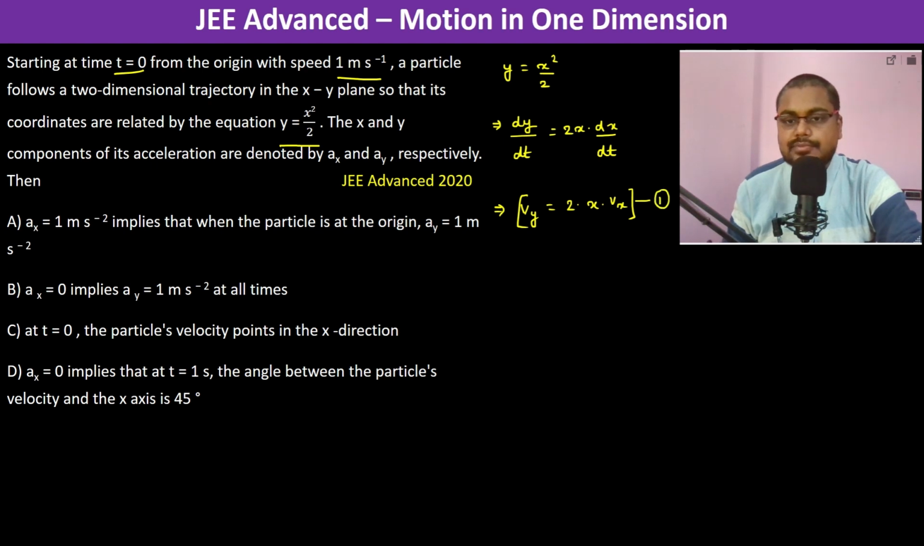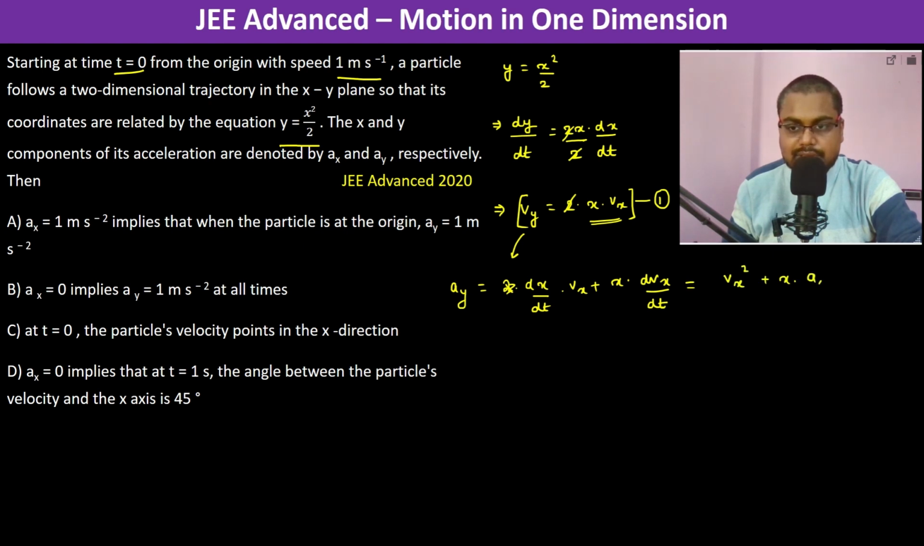That is the first equation. Again we differentiate, we get ay is equal to, x square by 2, so the 2 is gone, x vx actually. So ay is equal to dx by dt into vx plus x into dvx by dt, which becomes vx whole square plus x into acceleration of x. So ay is vx square plus x into ax. This is the second equation.